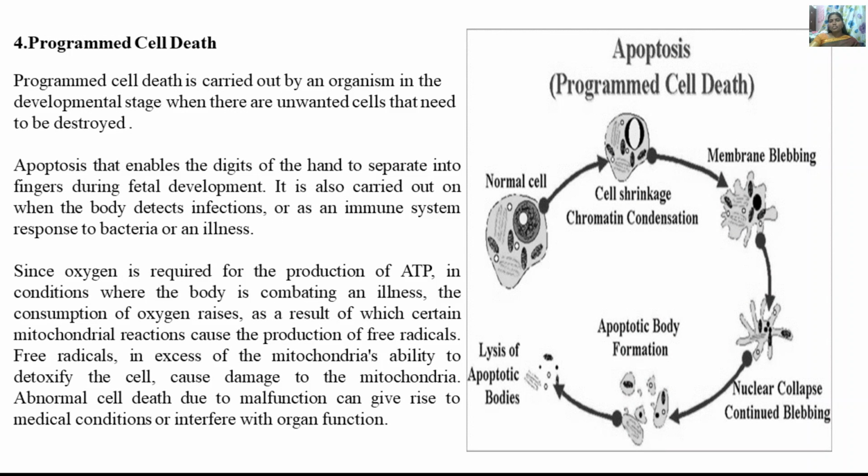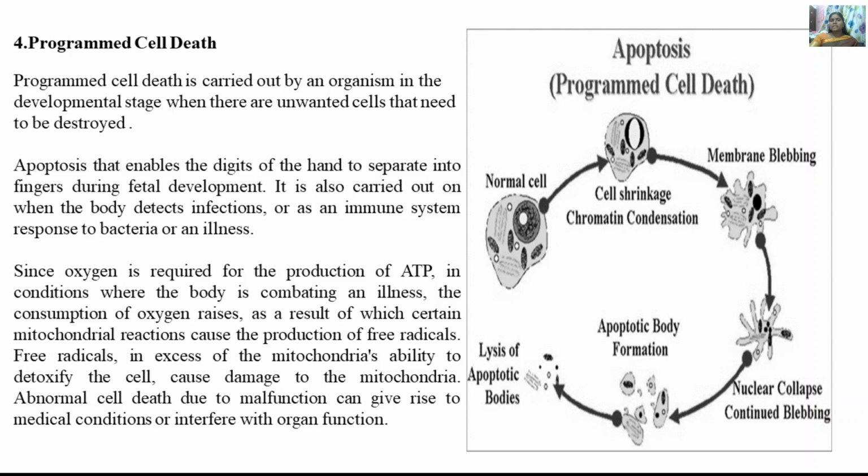The fourth function of mitochondria is apoptosis. It is also called programmed cell death. The programmed cell death is carried out by an organism in the developmental stage where there are unwanted cells that need to be destroyed. Apoptosis enables the digits of the hand to separate into fingers during fetal development. It is also carried out when the body detects an infection, as an immune system response to bacteria or an illness.